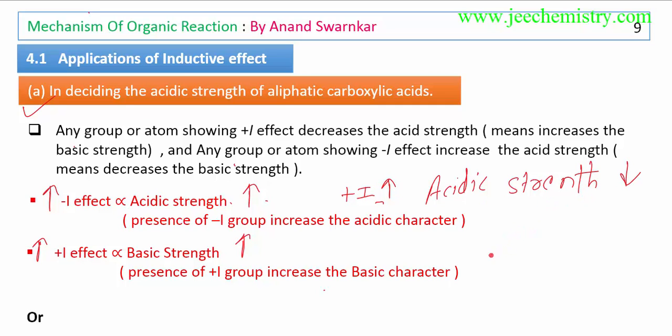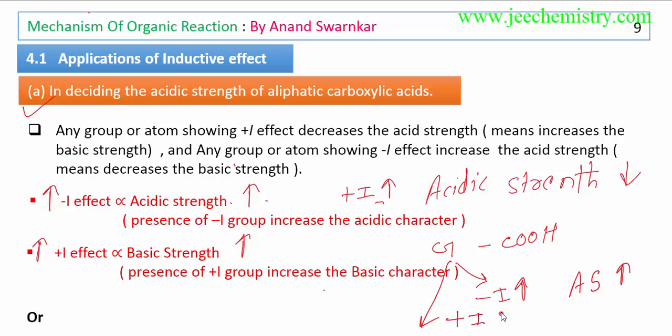In any compound, suppose COOH and any group is connected. If this group is a minus I group and the minus I effect increases, then acidic strength increases. If this group is a plus I group and the plus I effect increases, acidic strength decreases. Means if this group is plus I, then acidic strength decreases. If this group is minus I, then as the minus I increases, acidic strength increases.